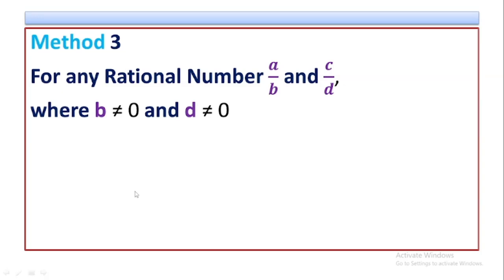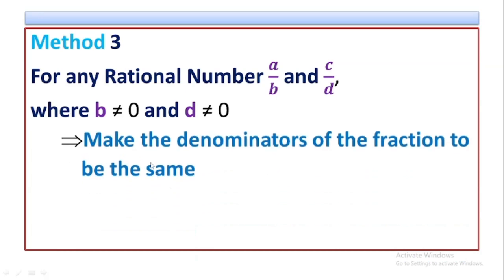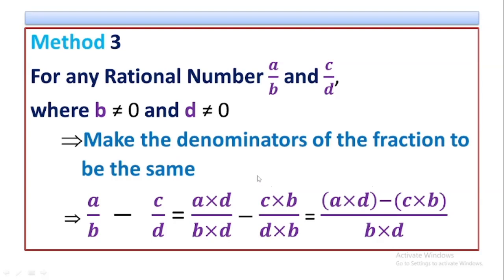Method 3: for any rational numbers a over b and c over d, where b and d are different from 0, make the denominators of the fractions the same.